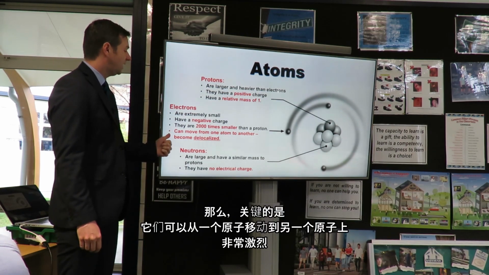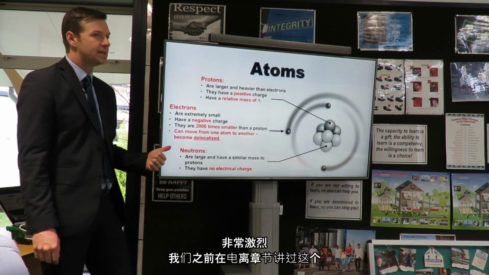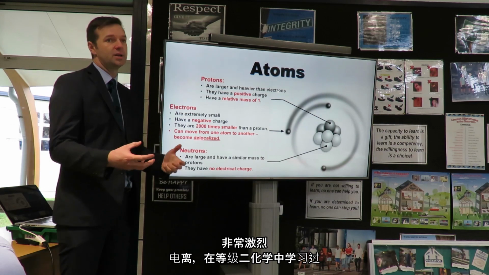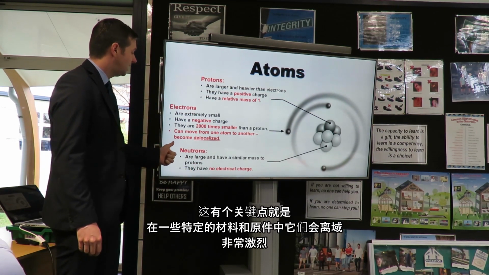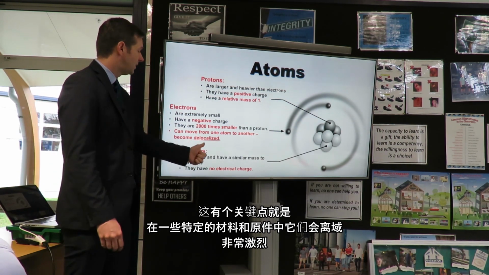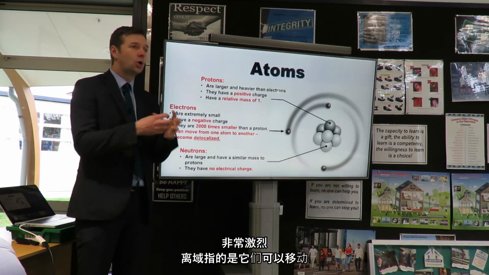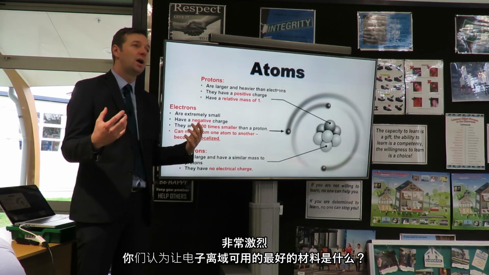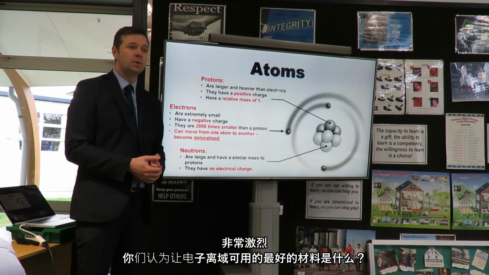The key thing here is they can move from one atom to another. We talked about this with ionization, for those of you who did the atomic and nuclear physics internal. Ionization, you talk about it in level 2 chemistry, ions. The key thing here is that in certain materials, in certain elements, electrons become what is called delocalized. Delocalized is an ability to move. What is the best material in which electrons can become delocalized or move from one atom to another? What do you think?